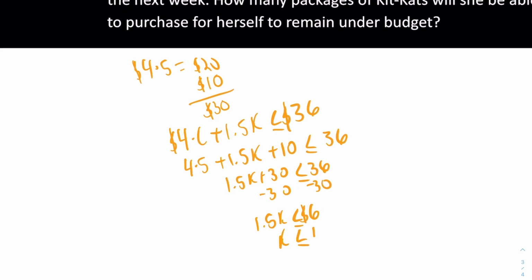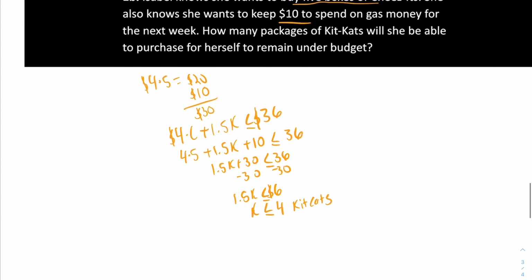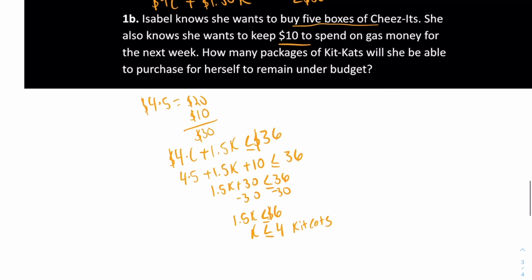She could buy 4 packs of Kit Kats. When we divide 6 by 1.5, you'll end up with the number 4. Or less. Because if the goal is to stay under budget, maybe she holds back, she doesn't spend all of her money, she could buy 3 packs and still have $1.50 left over.